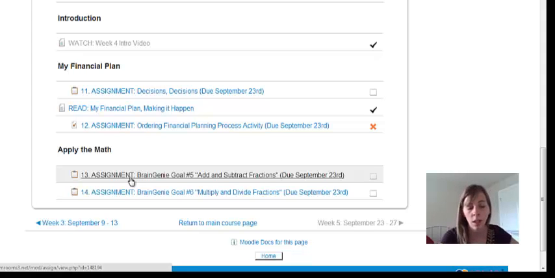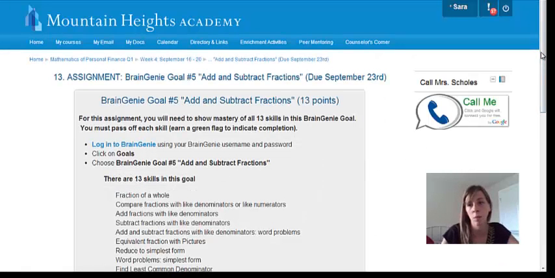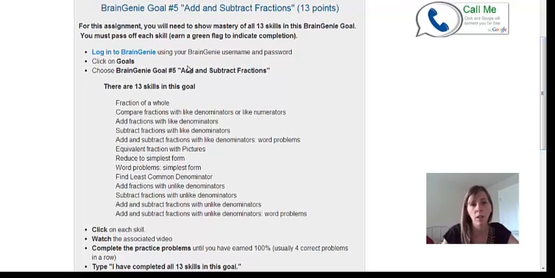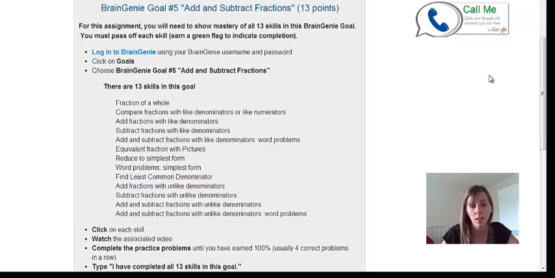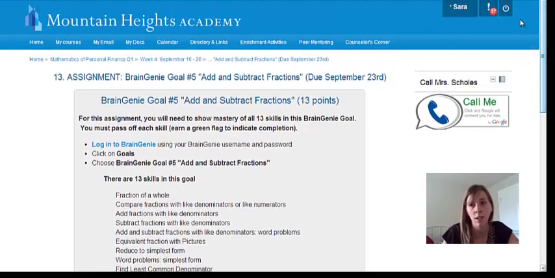Oh, and one other thing about Brain Genie. Please make sure that you are completing all the skills that you're saying that you've completed when you turn in your assignment. For example, there's 13 skills to complete for this first goal. Make sure that you've actually done all 13 of these if you say that you've done 13 of them. I've had a couple of students say that they've done 13 and really only done half. Part of that's Brain Genie's fault, part of it's students' fault for not checking. So just double check before you turn in your assignment that you've done everything that was required.